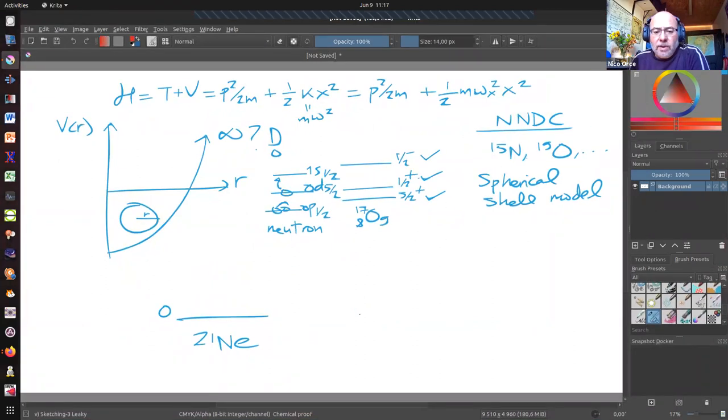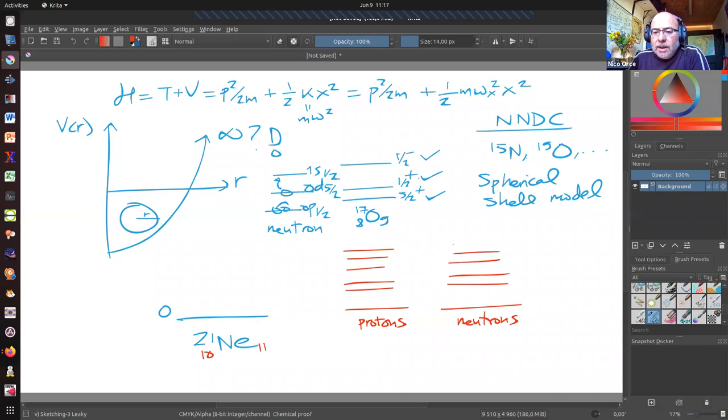Let's do it here with a different color, and we have 4 protons and 4 neutrons. This is 10 and this is 11. So we have these 2 and then these 3 here, right? So this will be magic number 2, 8, and this will be 20. 2, 8, and 20.